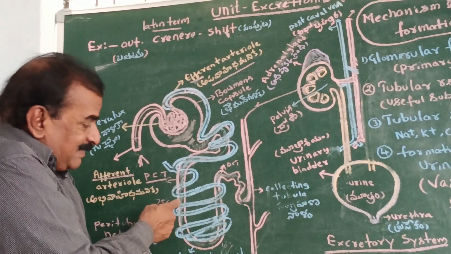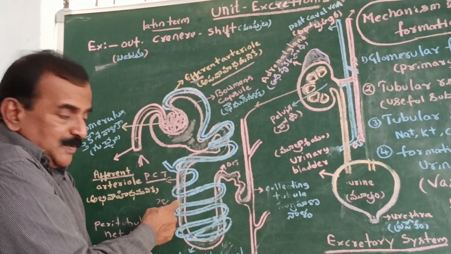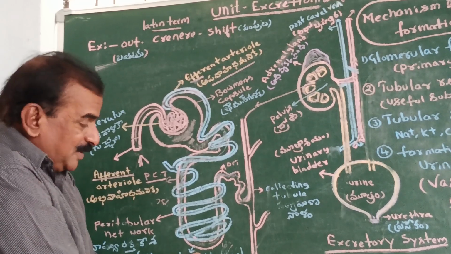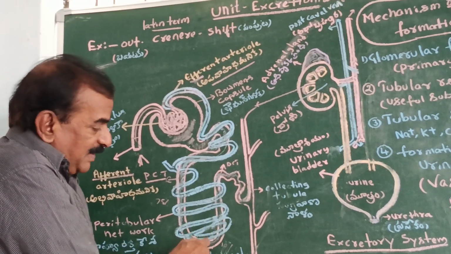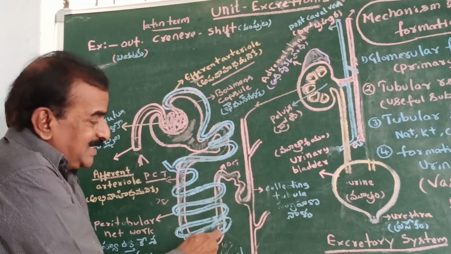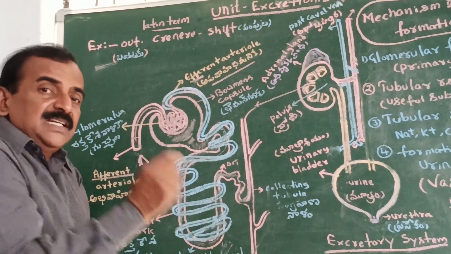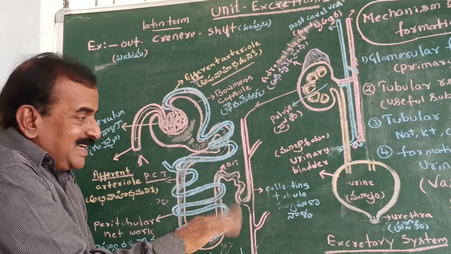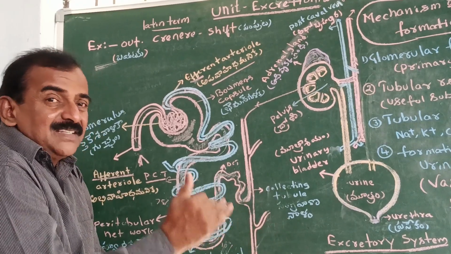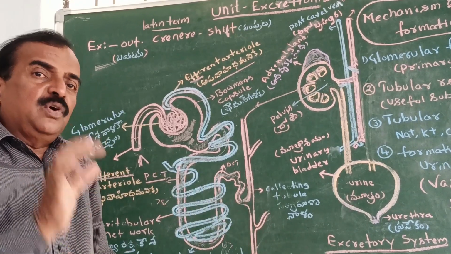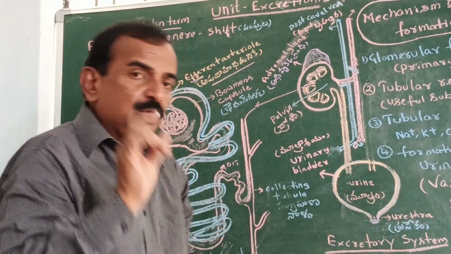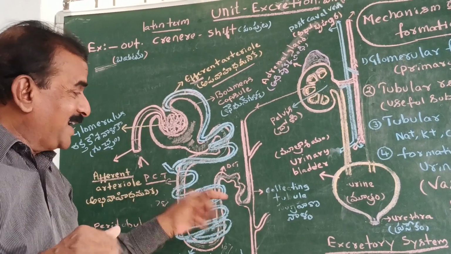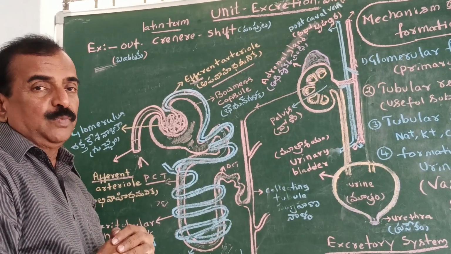So here 75% of water is reabsorbed, and in the loop of Henle 10% of water is reabsorbed. Again you see after that this concentrated urine enters the DCT, distal convoluted tubule. So it is further concentrated in the presence of a hormone that is called vasopressin. Vasopressin hormone is produced when there is formation of concentrated urine in the distal convoluted tubule.